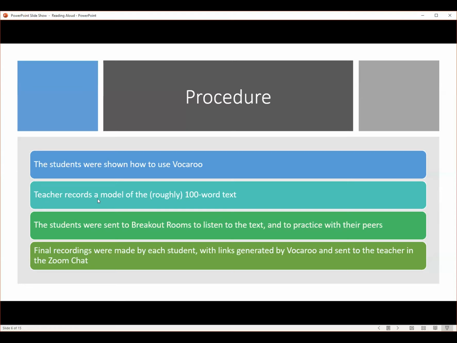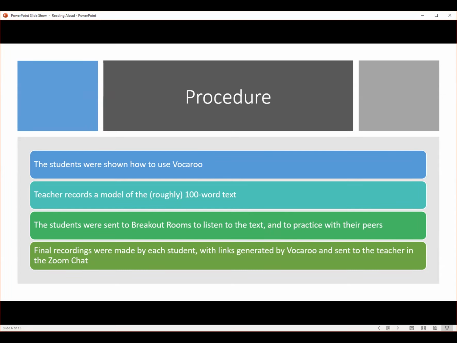And then I recorded a model of the text that we were using. So we were using English in Mind 2 for the course. There's a lot of text in there. So I would choose roughly 100 words from the nearest reading. I'd record it before the lesson in a slow but normal voice. And then I'd have the link ready so that in the lesson, I could say, okay, we're going to practice reading aloud.